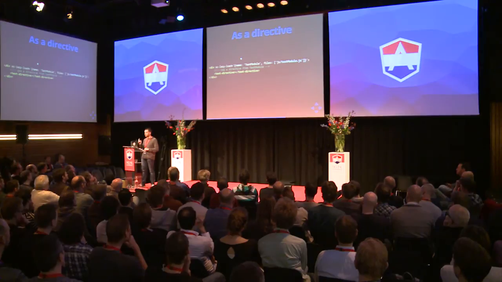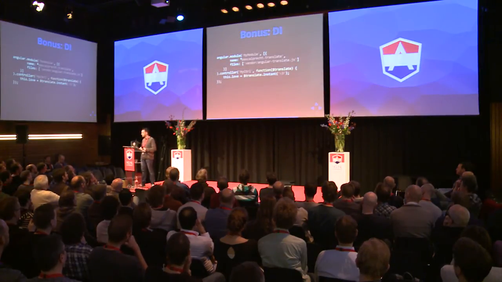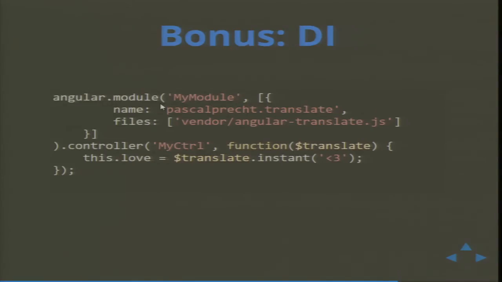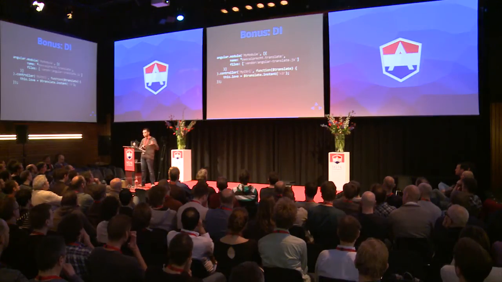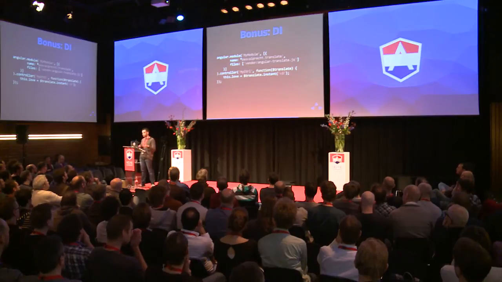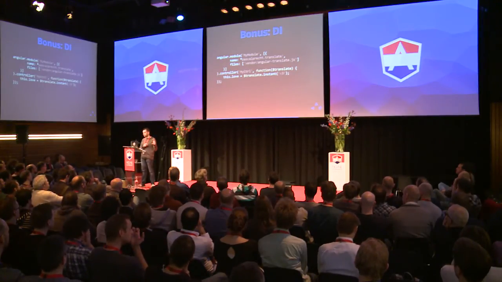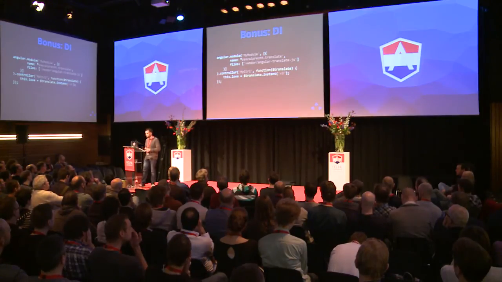Now, there is even a bonus. You can use dependency injection. You define your module, and instead of giving just the name of the module, you give an object with the name and the files that you want to lazy load. Here I lazy load Angular Translate. I skipped a step because you might want to configure the module, Angular Translate, for example. And then you can use it in your controller. You just inject the service, and you can use it right away. So this will simplify the logic. You can define the whole modules definition in the ocLazyLoad config, but you can also put it wherever you need it.